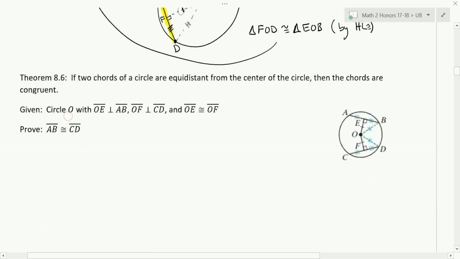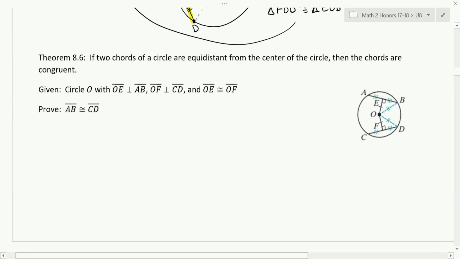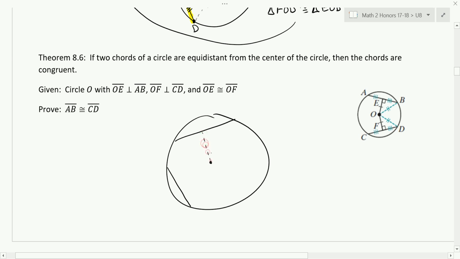All right, last one that we want to look at and need to know for this section is that if two chords of a circle are equidistant from the center, it's the converse here, then the chords are congruent. So you have this circle, you have two chords, and we know that the distance from the center is always perpendicular. And if those two distances are the same, then those chord lengths have to be the same.